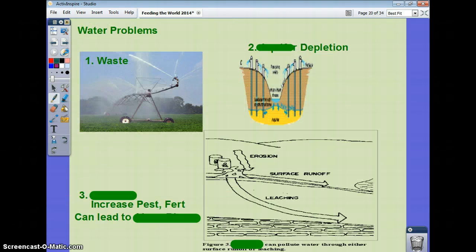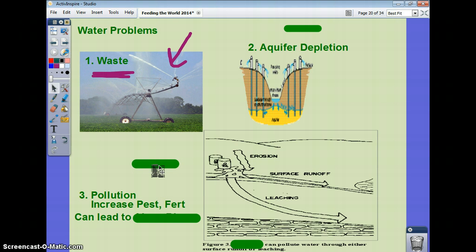So water problems. The biggest problem with water is wasting of the water. I showed you this picture in the beginning of the year, and I showed you how when you use irrigation systems, the water evaporates before it even hits the ground. So that's considered a waste problem. Another one is aquifer depletion. We tap into the aquifers to run the sprinklers, so we're depleting the water table, so that's bad. It leads to a whole bunch of issues.